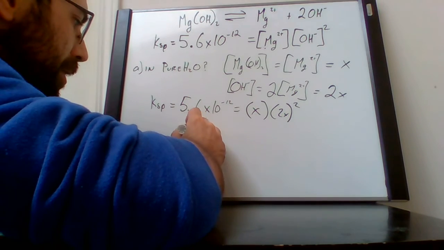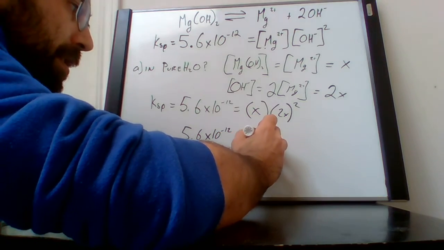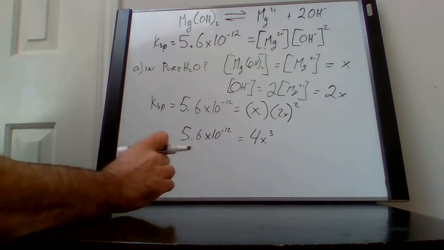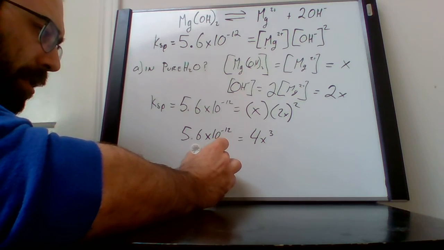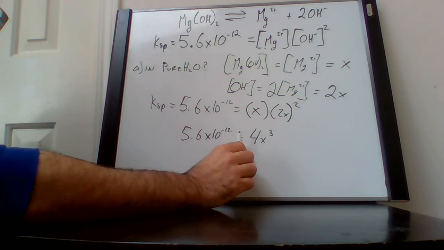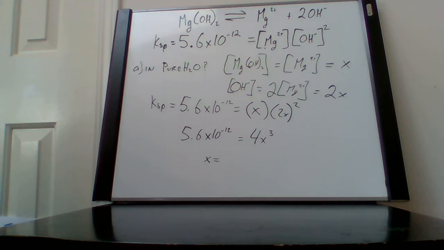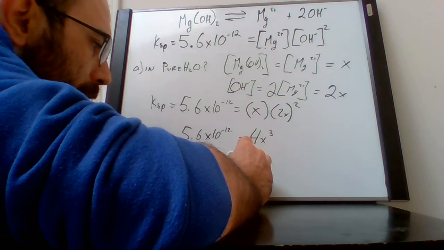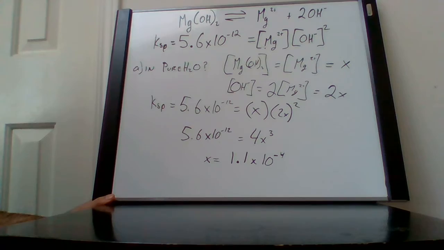So 5.6 times 10 to the negative 12 is equal to 4x cubed. I got my 2x squared multiplied by that additional x I have here. To solve for x, I'm going to take my 5.6 times 10 to the negative 12, divide it by 4, and then cube root that resulting value. And so I end up with 1.1 times 10 to the negative 4 for my x.